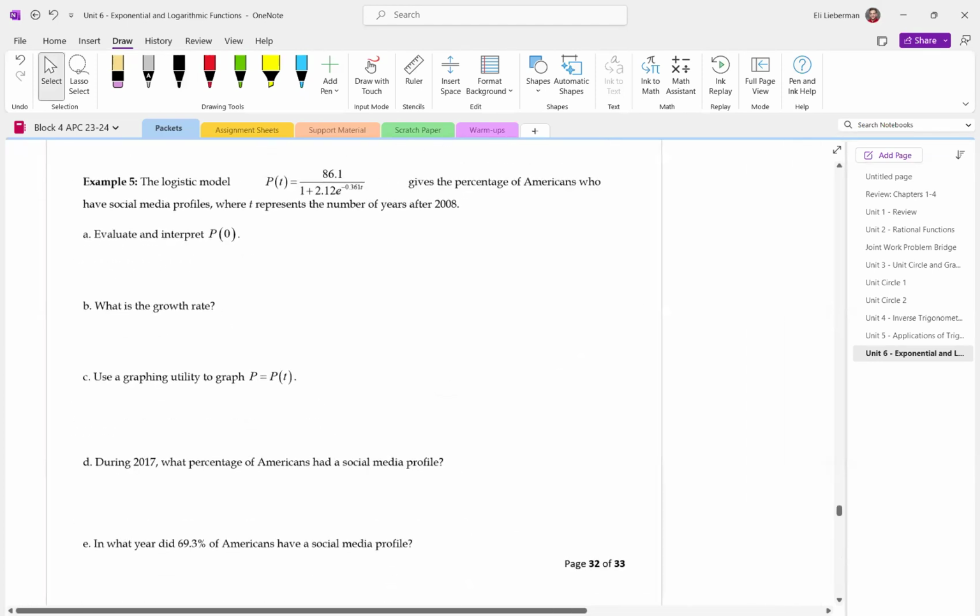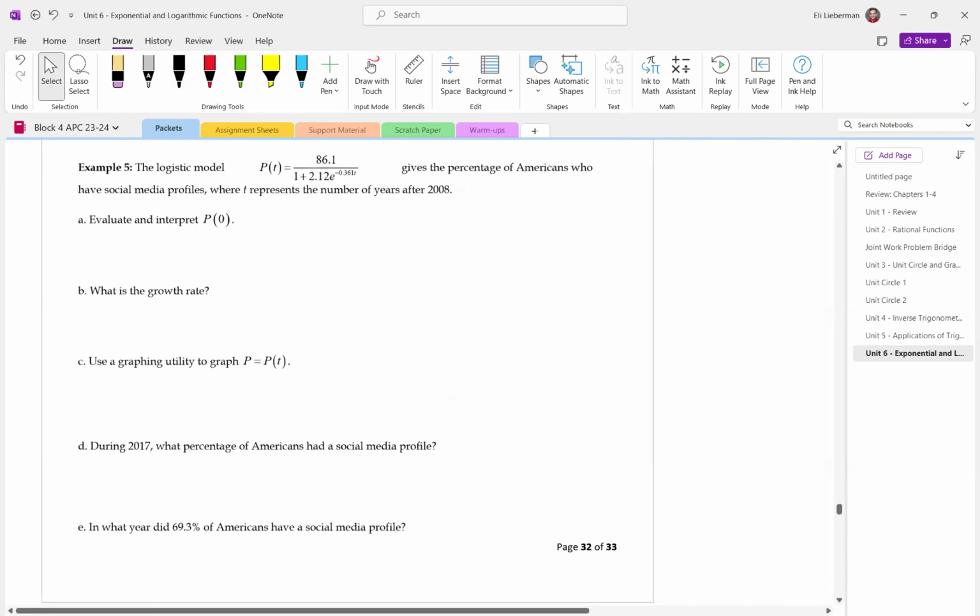Okay, you got A, B, C, D, and E. Let's see what you can do with it. So this is the percentage of Americans who have social media profiles, where T represents the number of years after 2008.